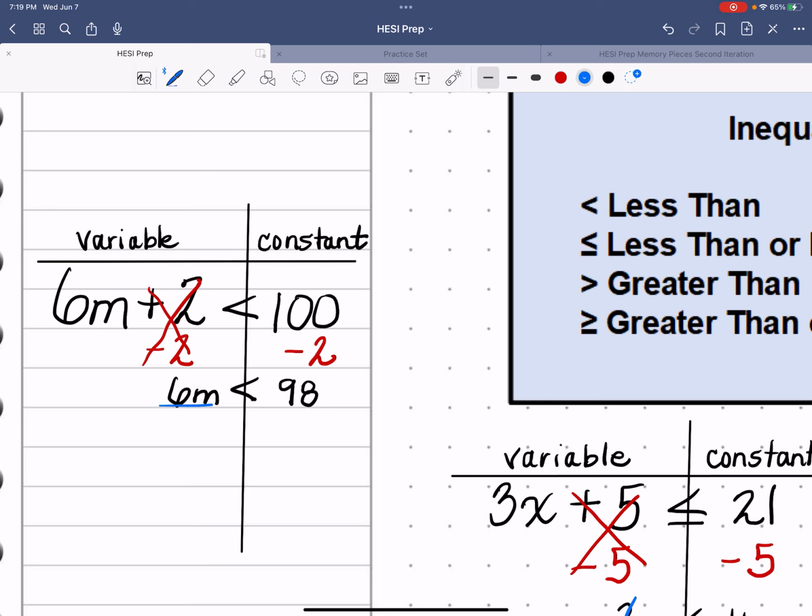Then we're going to divide the 6 to bring it over to the constant side. And so you're left with m. I'm going to do this as a decimal. 98 divided by 6 is 16.3 repeating, or 16 1/3.